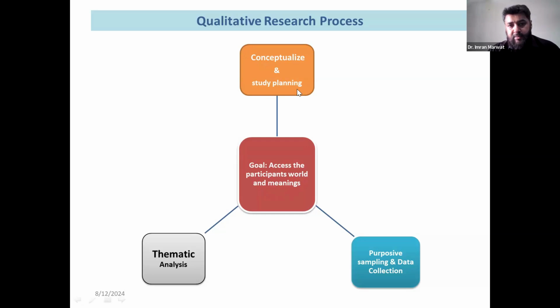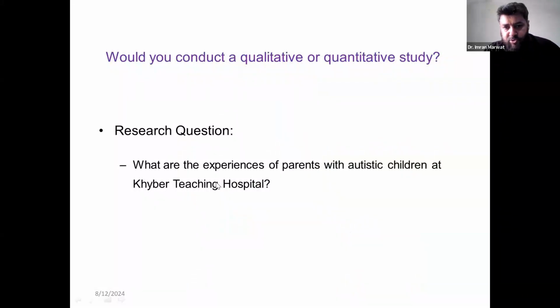Conceptualization and study planning. That is simply the proposal, which the first slide was about, proposal development. So you have to develop that proposal, what is the problem or what is the observation. And then after drafting the full proposal, how you are going to conduct the research study, there should be purposive sampling and data collection. Purposive is a non-probability sampling technique in which you have to select the participants purposively.